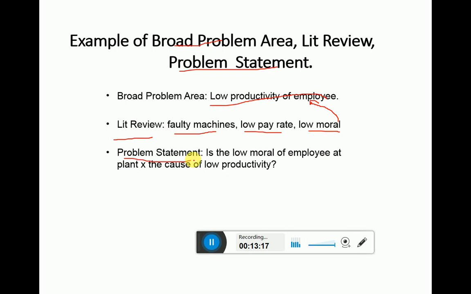Now the problem statement should focus on just one dimension, and it is low morale. The problem statement is: is low morale of employees at plant XYZ the cause of low productivity? That is known as my problem definition or problem statement. I started from the broad problem area, studied the literature review, identified the real problem, and then formulated a problem statement: is low morale of employees at plant X or company X really the cause of low productivity? That is simply known as going from my broad problem area to the problem statement. Hope a bit of the idea will be clear.